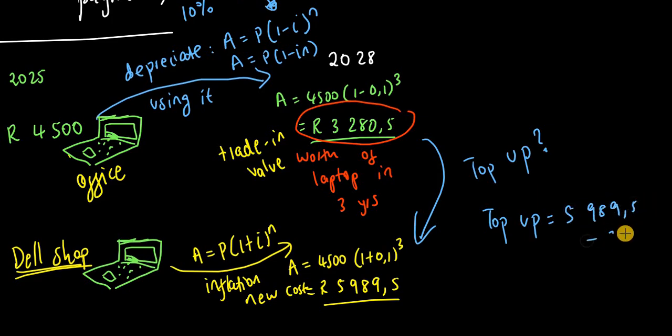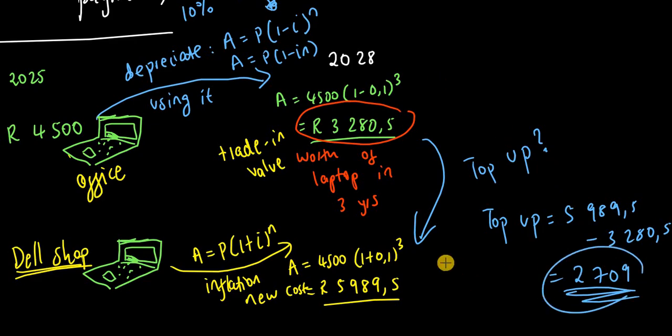5,989.5 minus 3,280.5. You see, now I'm not sure. Okay, 3,280.5, you get 2,709. This is how much they must top up. Good people, this amount they plan ahead. They plan while they're still in 2025 that we are going to save money on the side, and that money we're saving is going to be the 2,709, so that in 2028 we can afford to buy a new machine.